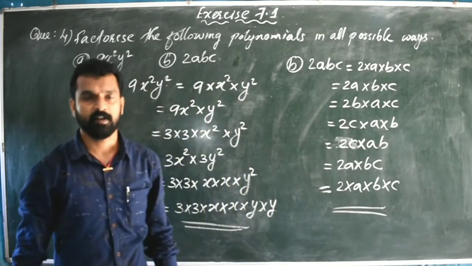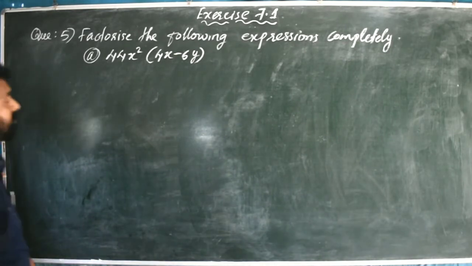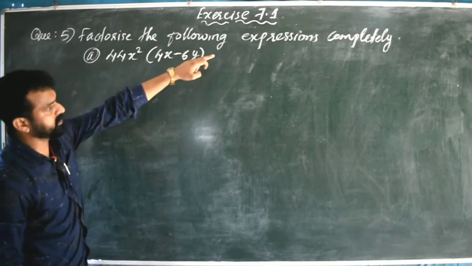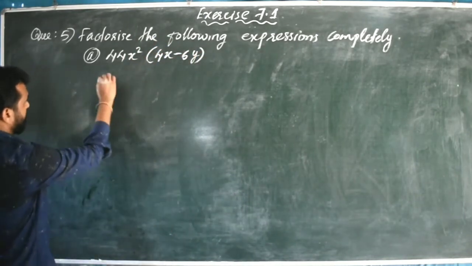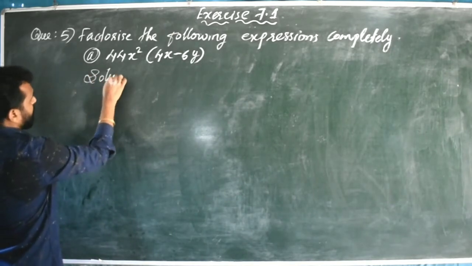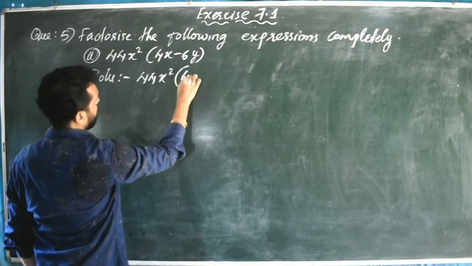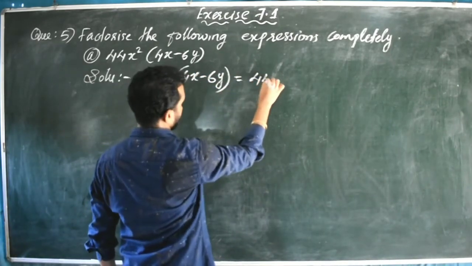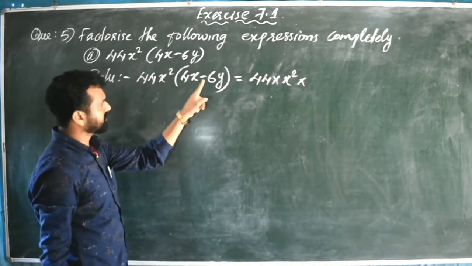Now let's see question number 5. Factorize the following expressions completely. Completely we have to factorize it. Okay, 44x square into 4x minus 6y is equal to, we can write 44 into x square into 4x minus 6y.